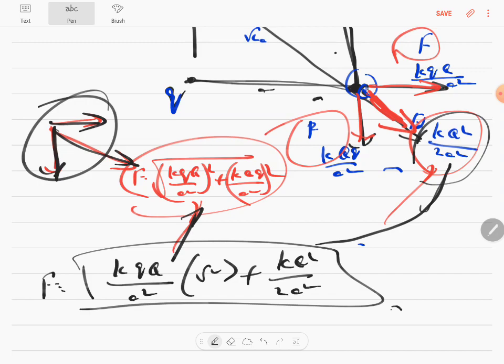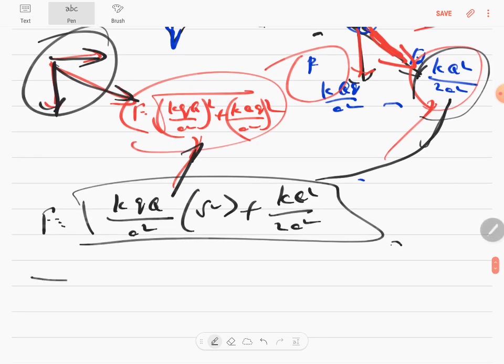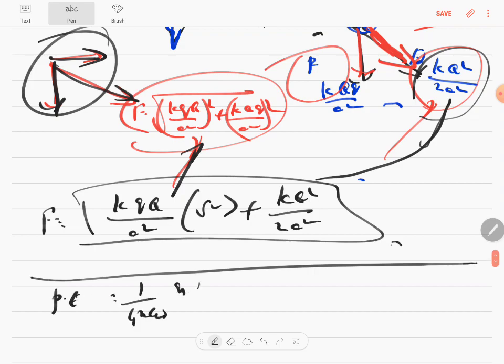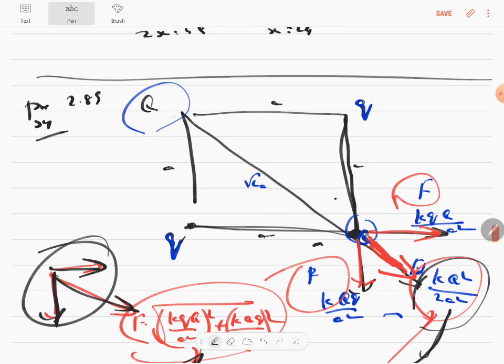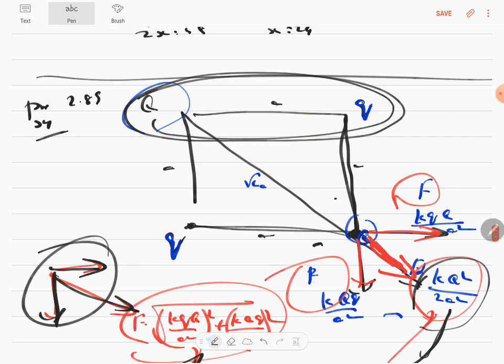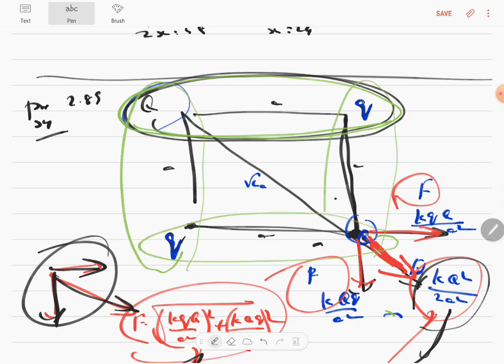So what is the next part of the question in this? It's the potential energy of the system. That's a beautiful question. The potential energy's formula is 1 by 4 pi epsilon naught into Q1 Q2 by R. So then 1 by 4 pi epsilon naught into, I'll do it in green color if you want, capital Q into small q by A. So it's coming 4 times K into capital Q into small q by A. And apart from this, there's also potential energy between this and this.